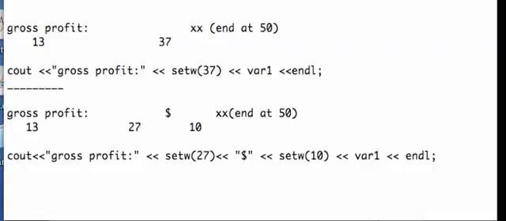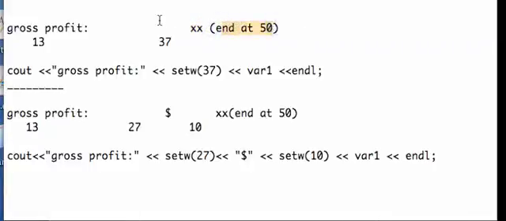Now what I'd like to do is talk a little bit about output and formatting your output. Let's suppose that I wanted gross profit to be on the left-hand side of the screen, and then I wanted this variable here, we'll call it var1. I wanted this to end at column 50. So how would I write that?